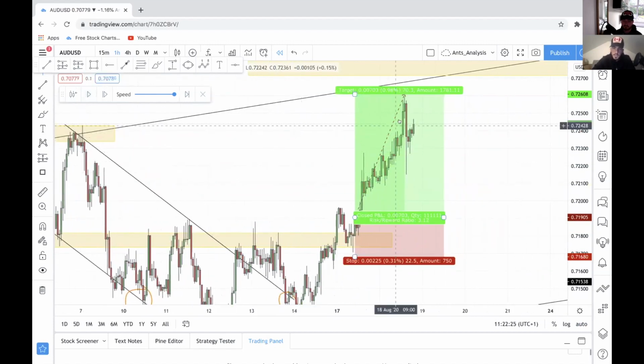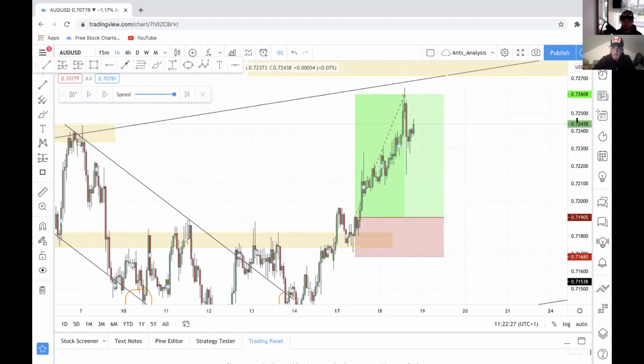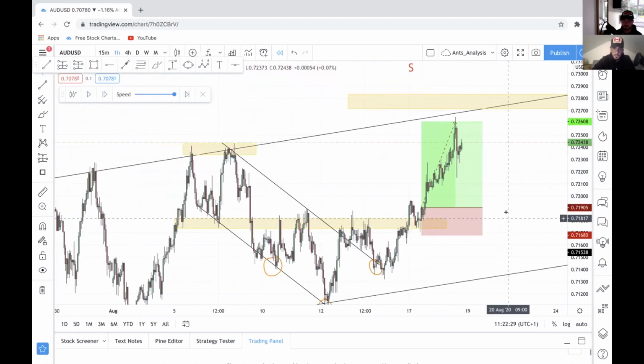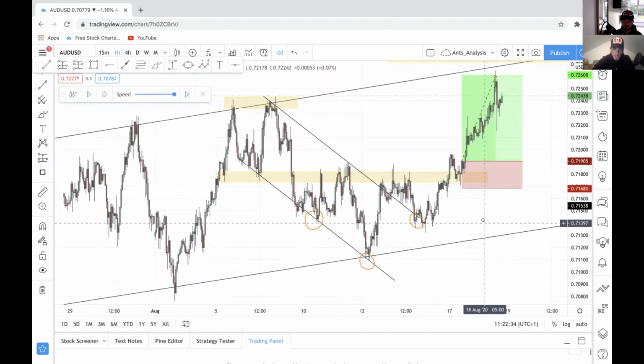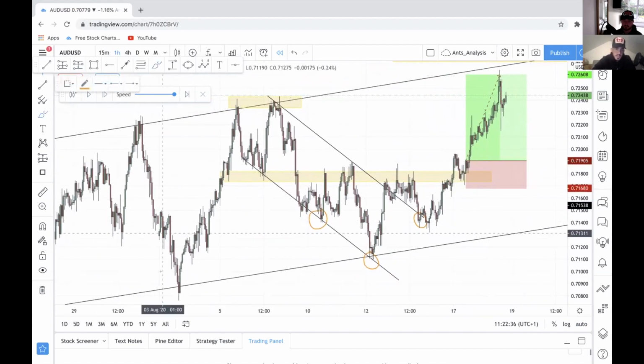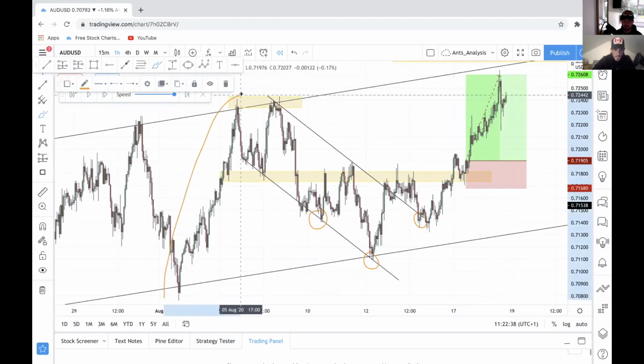Okay, yeah, so you can see that TP was smashed. So basically, to understand what this video is about, it's just about understanding what type of market conditions you want to be trading in. As you can see, as I was explaining at the start, this type of structure is what you want to be trading in.